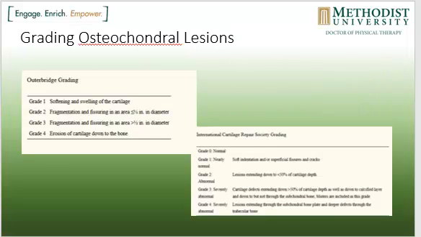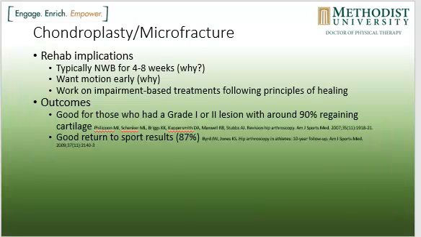I'm going to skip to the next slide. Osteochondral lesions can be graded. There are two different scales. They go from a grade 1 to a grade 4, depending on the amount of damage there is. In the Outerbridge grading, I think I said that right, if you just have softening and swelling of the cartilage, that's considered a grade 1, all the way up to a grade 4 where you have complete erosion.